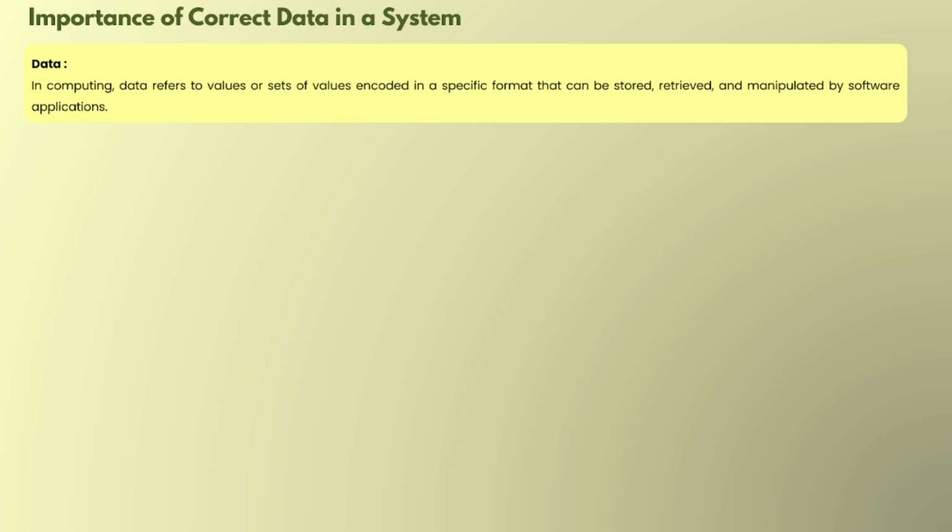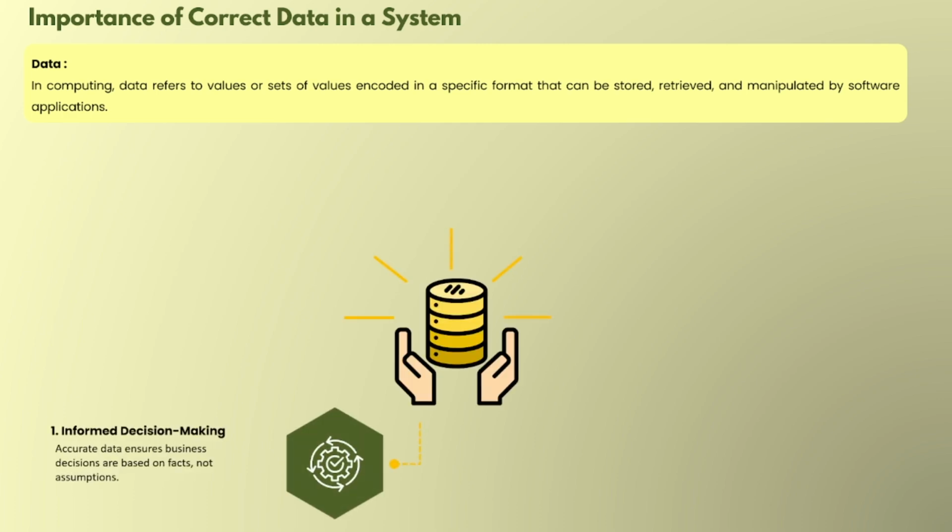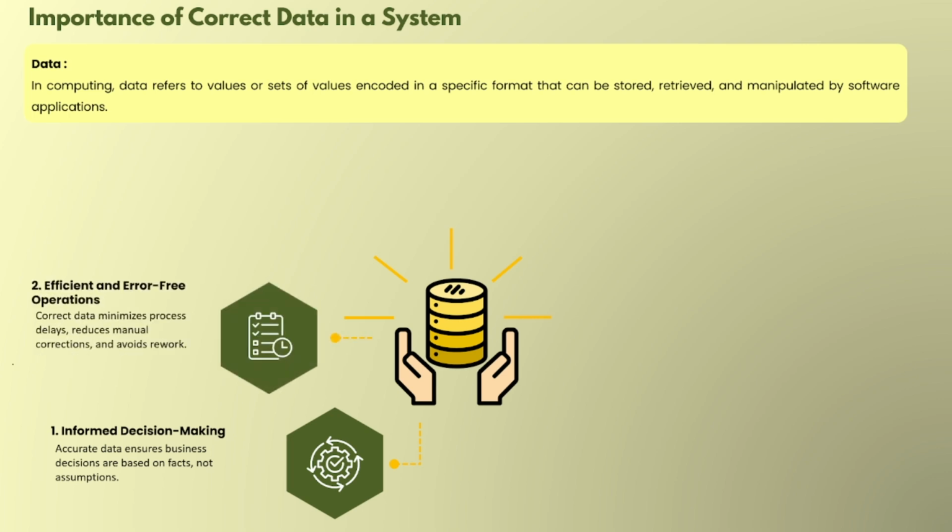Now let us see the importance of correct data. The very first is informed decision making. When data is right, the decisions we make are smarter, and we are not guessing anything. Whatever output comes is totally based on facts. Then efficient and error-free operation. Good data keeps things running smoothly, so there is less back and forth and fewer mistakes to fix, with no need to redo tasks. It's not like we are doing the same thing again and again. If we have good, clean data, then the system will be efficient and work error free as well.